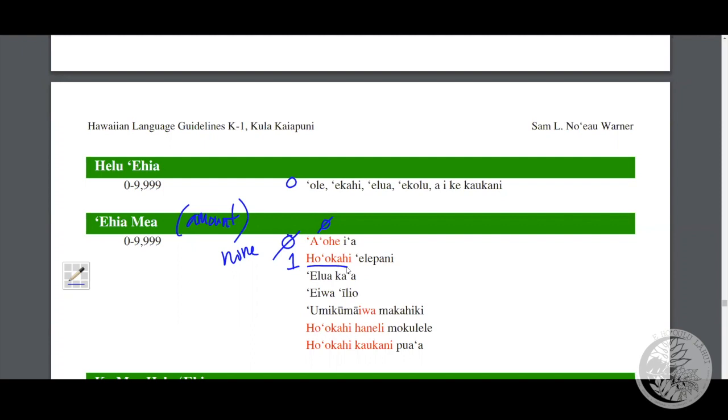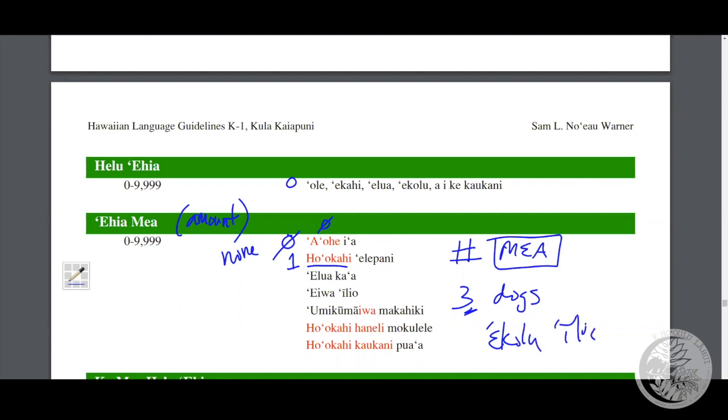Okay. Now, when we get into just the basics of explaining how much or how many of any item, anything that you might have, it's pretty simple in that whatever the number is and whatever the thing is. So, for example, if I wanted to say 3 dogs in Hawaiian, the amount of 3 dogs, it's pretty simple. You say ekolu ilio.